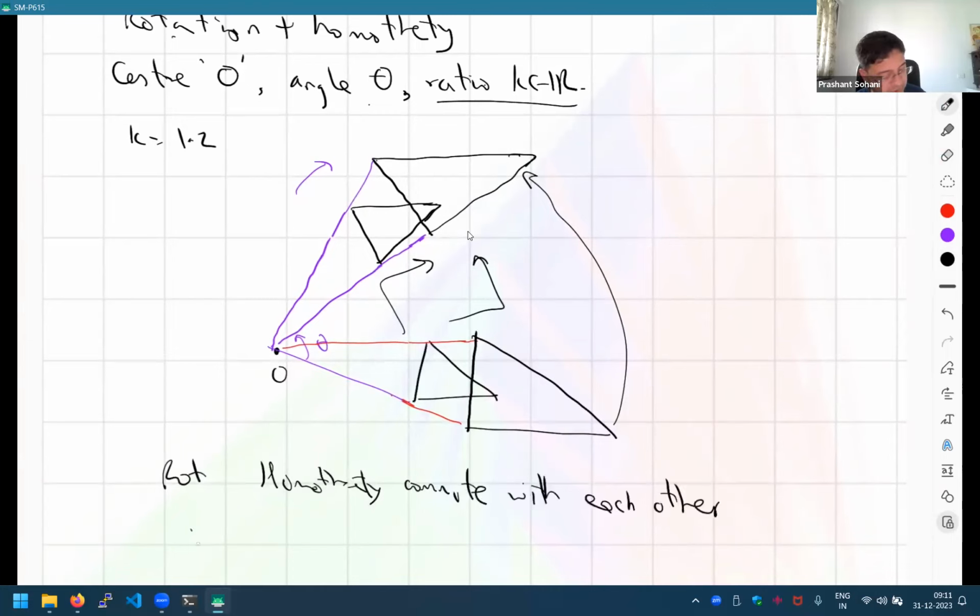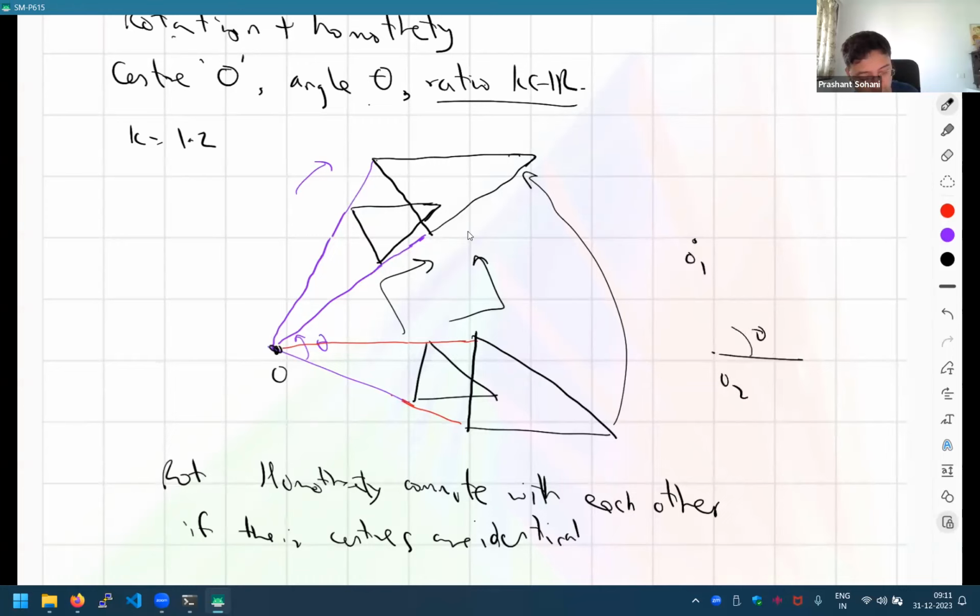Importantly, this only happens if their centers are identical. Okay. So what do I mean by that? Here, the same point O is used for doing both operations, rotation and homothety. If you had a situation where you have two different points, O1 and O2, and you do rotation around this one and homothety with this one, then it will matter what the order is. But only when the centers coincide are these two operations commutative. Okay. So this is a very important condition.